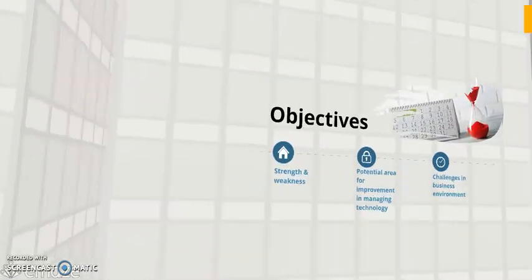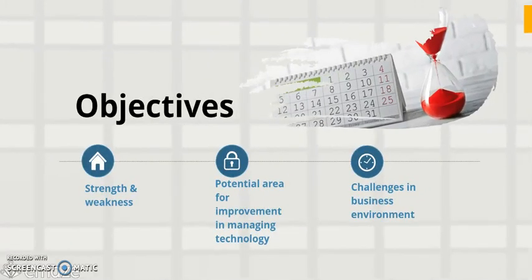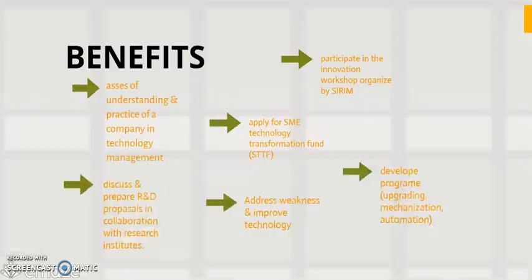There are three objectives of technology audit. The first one is to identify the strengths and the weaknesses. Secondly, to provide potential areas for improvement in managing technology. And the last one is to know the challenges in the business environment.